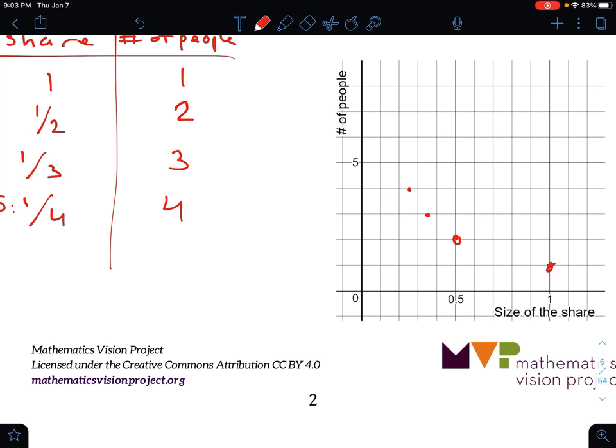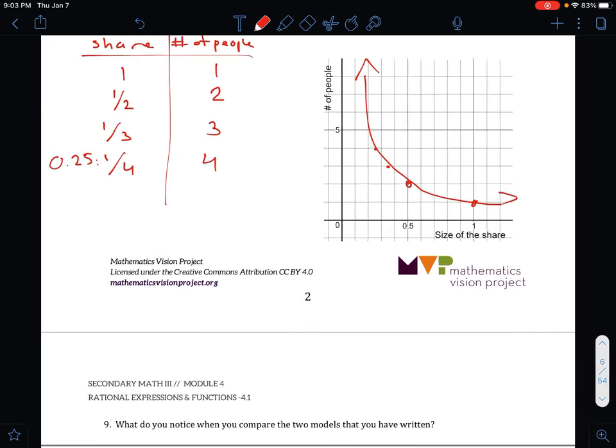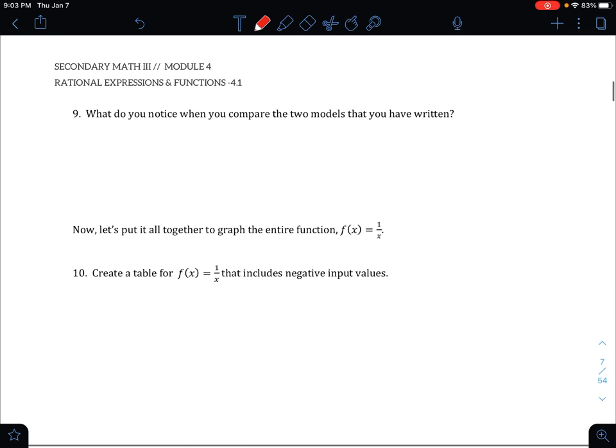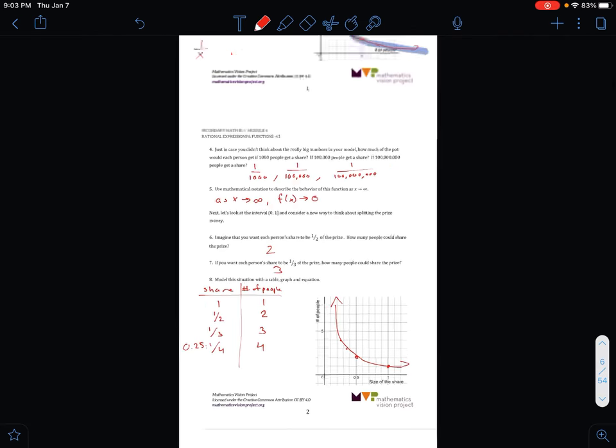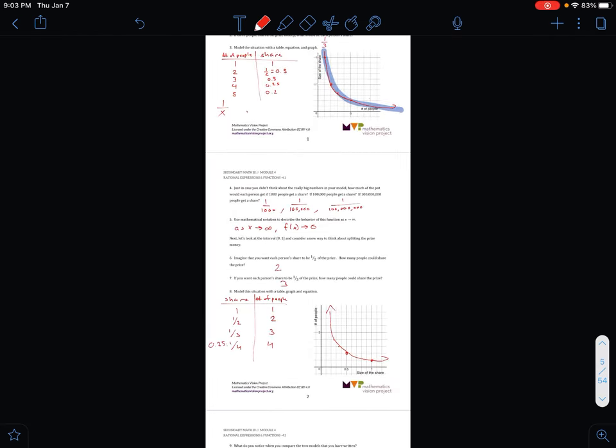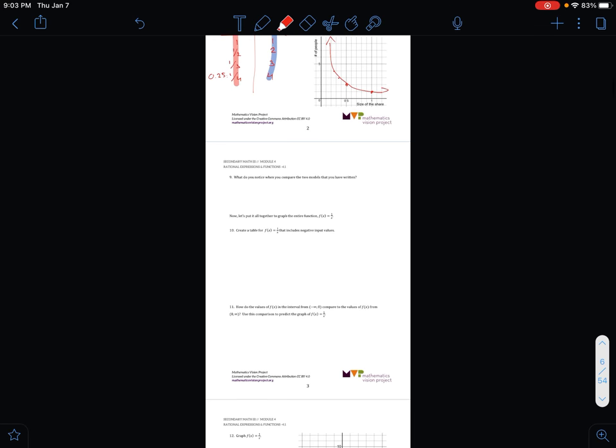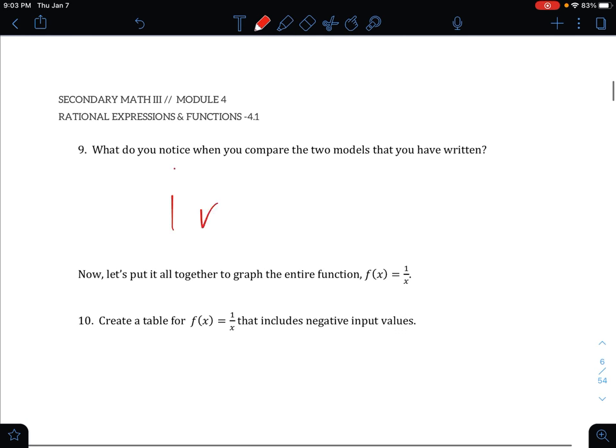All right. So notice what's happening to this. This one's got this kind of a shape. Now for number 9, it says, what do you notice when you compare the 2 models that you have written? Well, they are actually inverses, right? Look, our input's now our output. Our output is now our input. They are inverses.